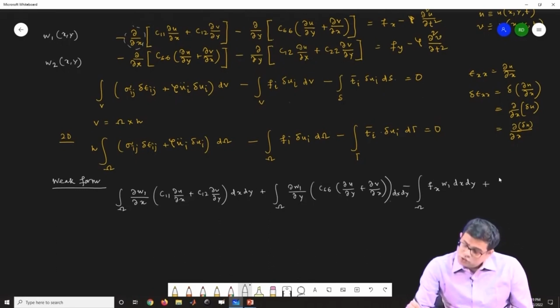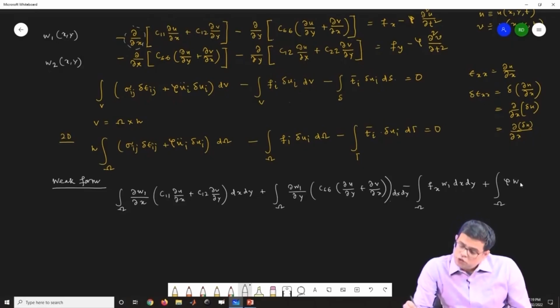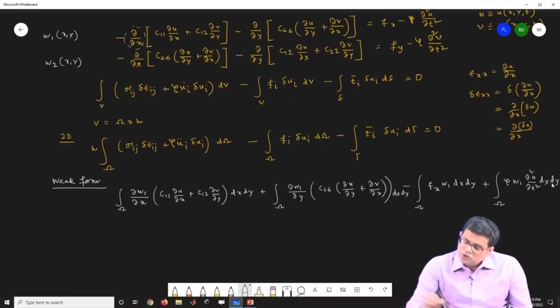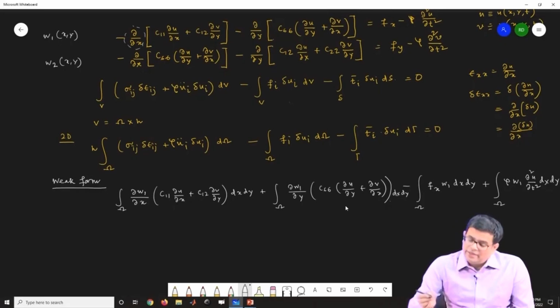So that is equal to the integral over the surface, that will have your rho, which can be a function of x. So rho w1 into del 2 u del t square, dx dy.